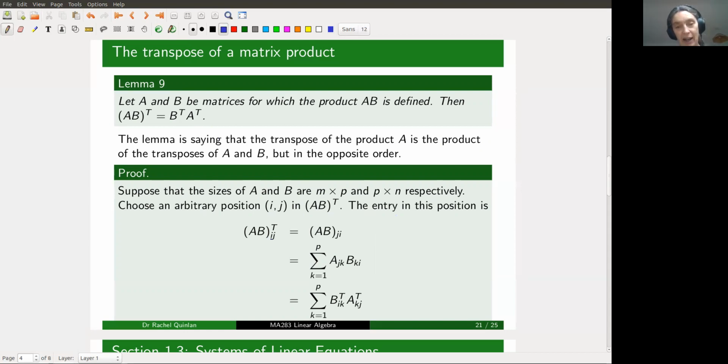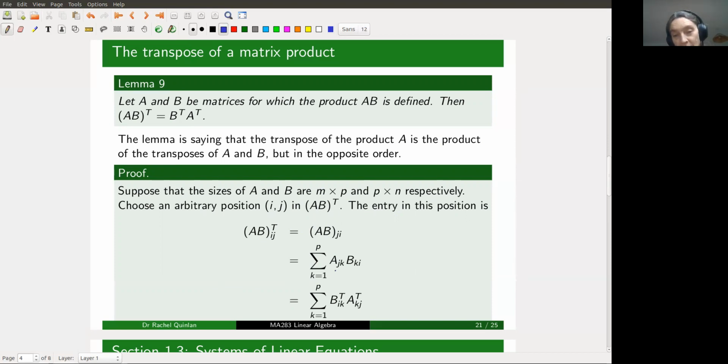Well, the entry in the ij position of (AB) transpose is the entry in the ji position of the product AB itself. Okay, and that's the definition of transpose. The entry in the ij position of (AB) transpose is the entry in the ji position of AB. And we know what that is. It's the scalar product of row j of A with column i of B. Okay, so we can write it this way.